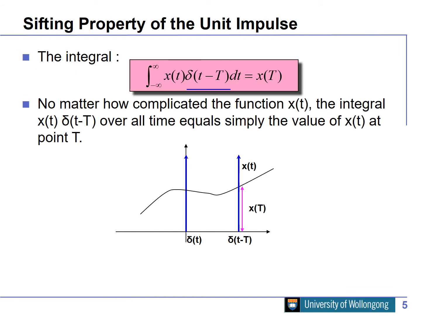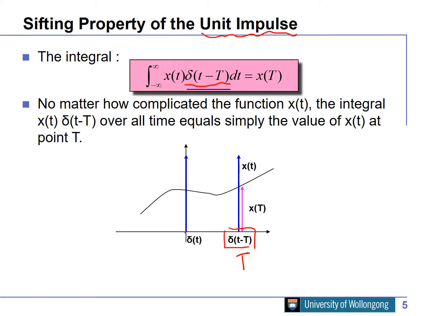And some property for this unit impulse signal or delta signal. If we have this delta signal not at 0, rather at time equal to large or capital T, okay? And this delta signal can be represented by delta lowercase t minus the capital T. The capital T is just constant.